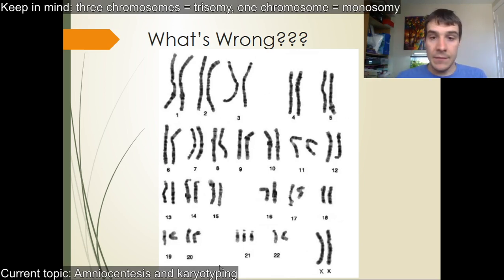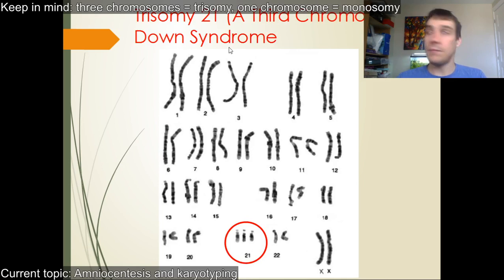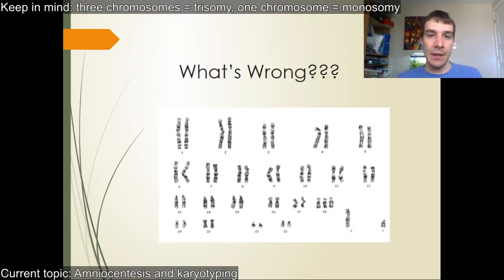Okay, so what's wrong here is there's 3 of chromosome 21, and that's called Down syndrome, named after some researcher named Down, who was the first one to describe the symptoms very well, I guess. A lot of these syndromes are just named after the people that discovered them, like Alzheimer's is named after Alzheimer and stuff like that. Okay, what's wrong here?